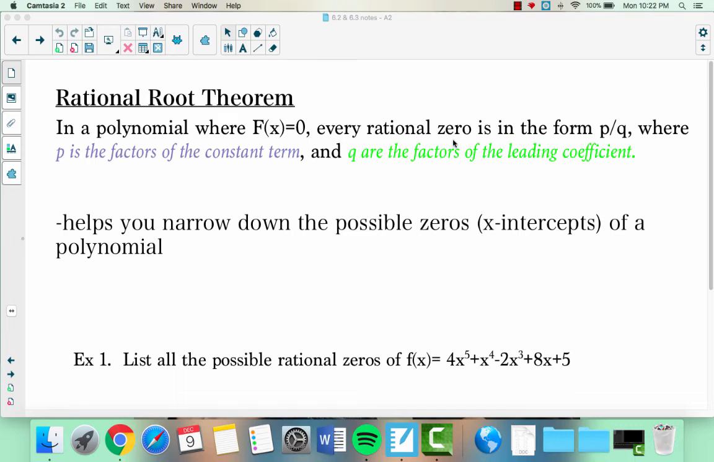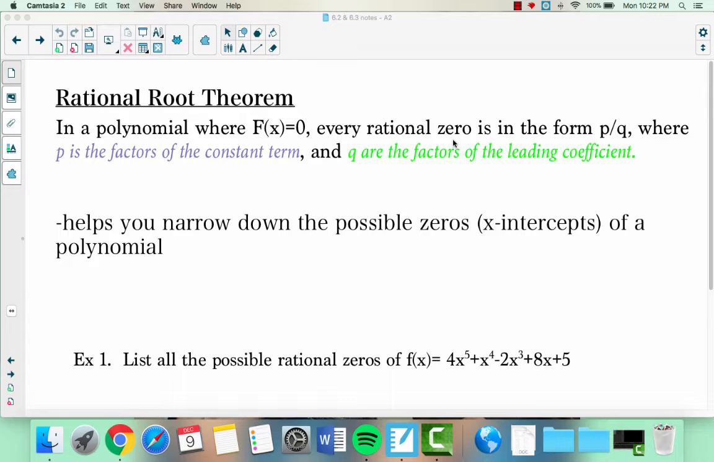This video is over the rational root theorem. The rational root theorem basically gives you the guidelines in order to find your rational zeros. And remember, a zero is where the polynomial hits the x-axis, and you might also hear those called solutions or x-intercepts. And this basically says that when you set your equation equal to 0, every possible rational zero is going to be in the form of p over q.